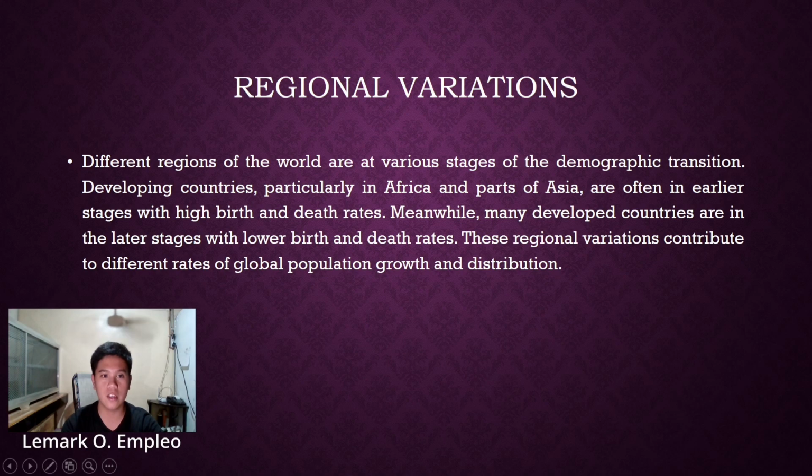Regional variation. Different regions of the world are at various stages of demographic transition. Developing countries, particularly in Africa and parts of Asia, are often in earlier stages with high birth and death rates. Meanwhile, many developed countries are in later stages with lower birth rates and death rates. This regional variation contributes to different rates of global population growth and distribution.